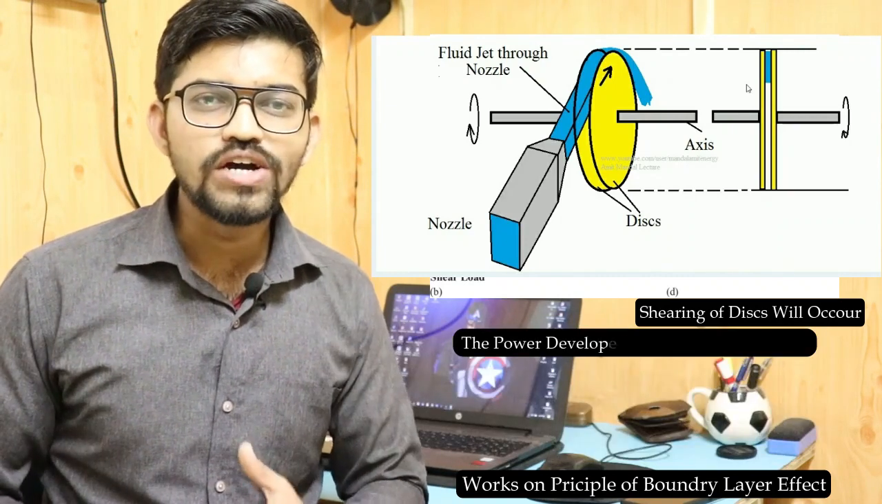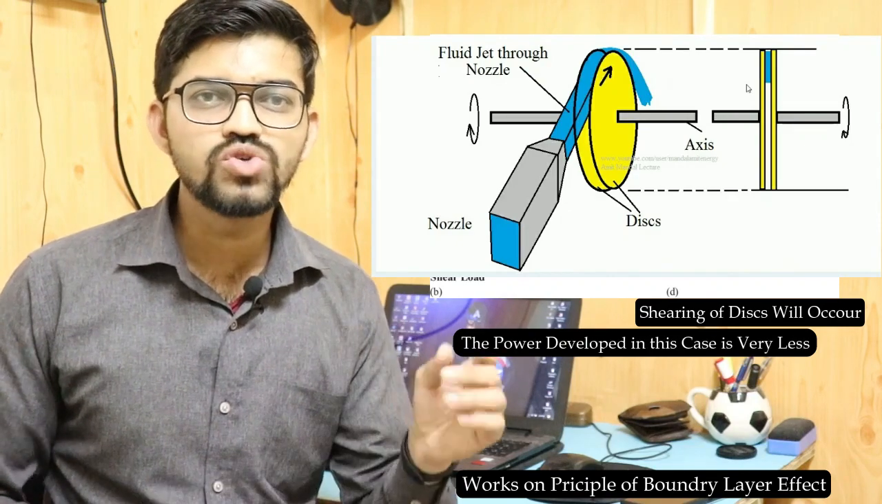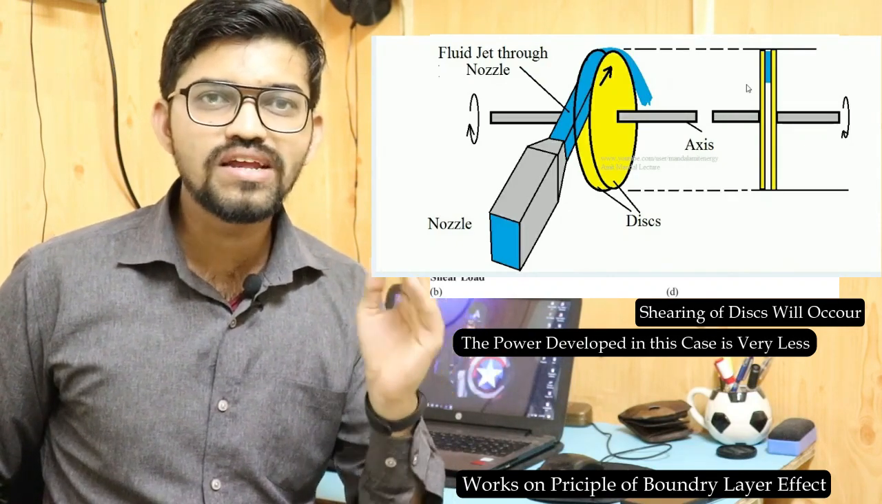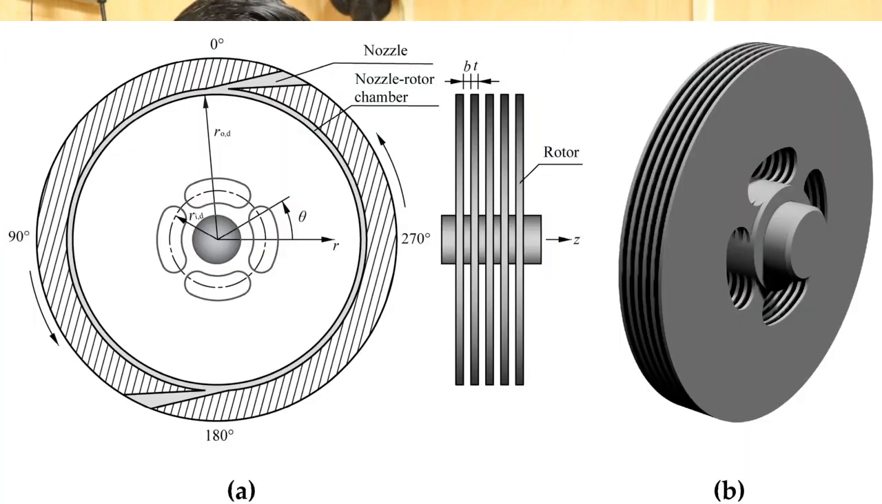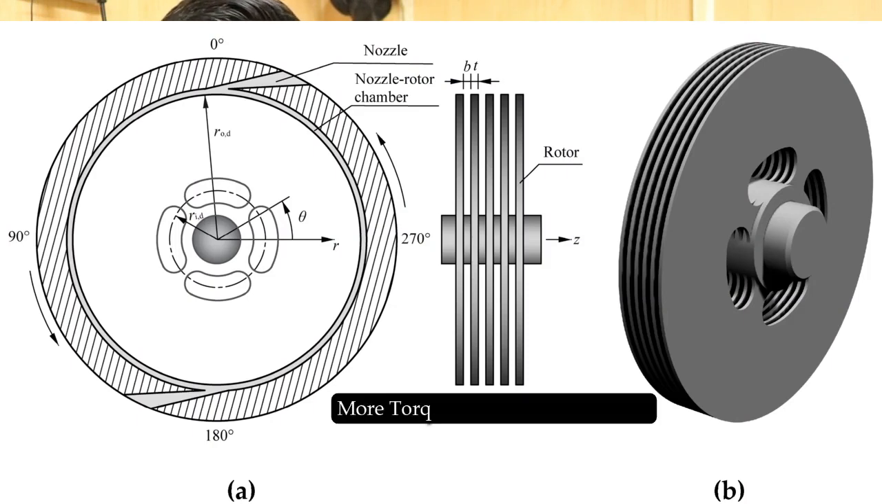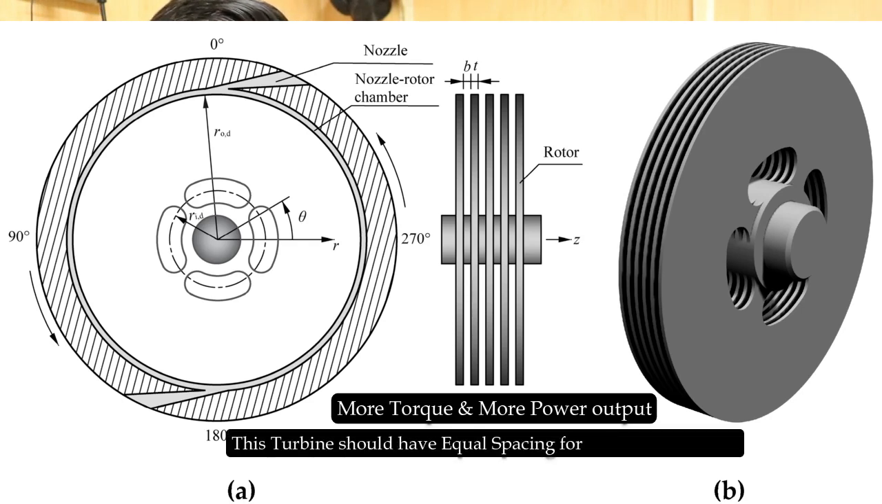The power developed in this case is very small, as we have used only two discs. If we increase the number of discs, and the number of jets flowing through the turbine, I get more power. I will get double the power, or even triple the power, if we increase the number of discs. The spacing between the two discs plays a very key role in determining the exact power output. The spacing is very important, and this turbine should have equal spacing between all the discs. Also guys, this Tesla turbine is suitable for all types of fluid, such as Newtonian fluids and non-Newtonian fluids.